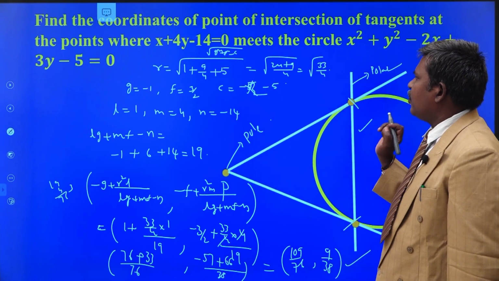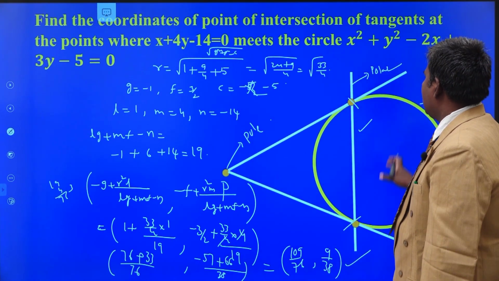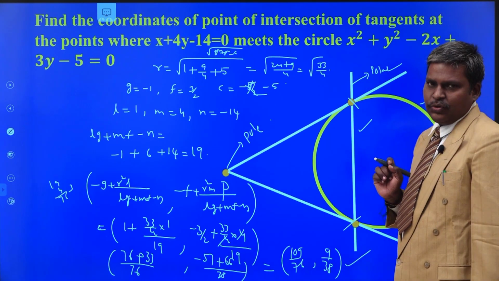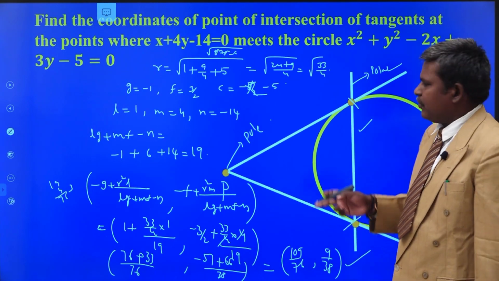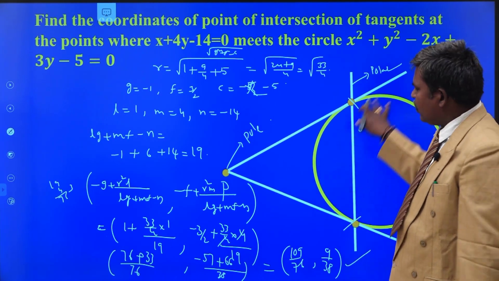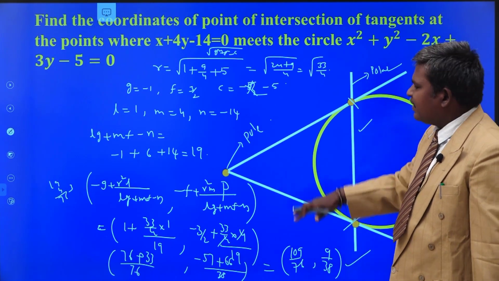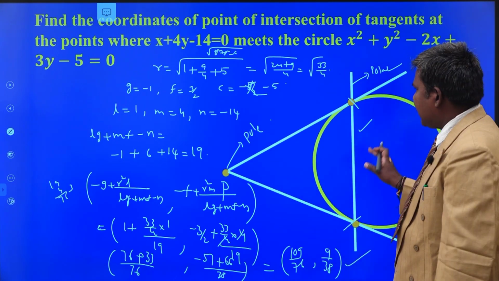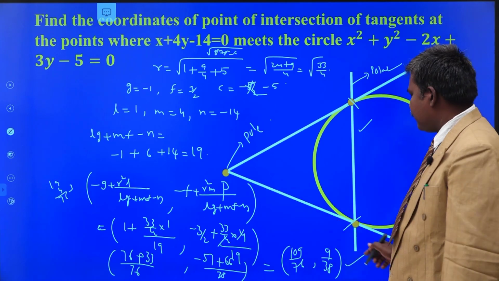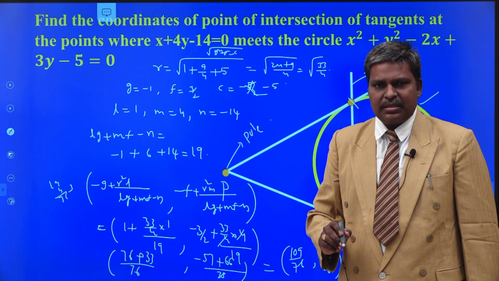Suppose you don't know about this concept, what would you have to do? You have to solve the circle and line. You get 2 points. At those points you have to draw the tangents, by forming S1 = 0. You have to write 2 equations and then solve those 2 tangents. It is a large process. But once you know this concept, you can easily find that pole, and that is your answer. Understand?